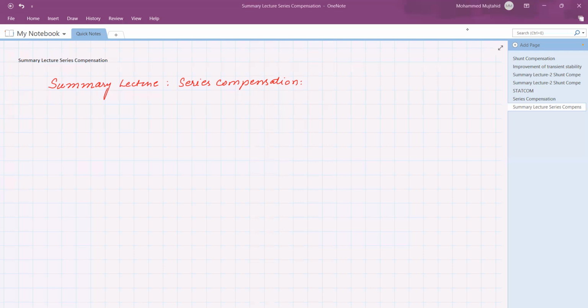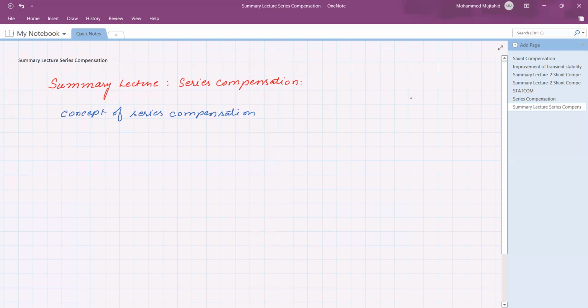So first we will discuss the concept of series compensation. This concept of series compensation is utilized to enhance the power handling capacity.